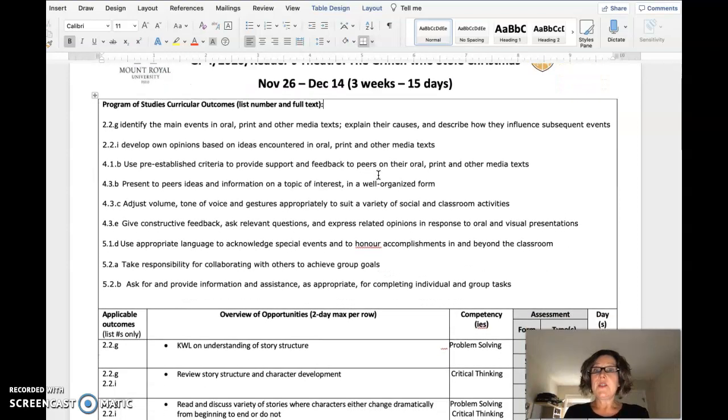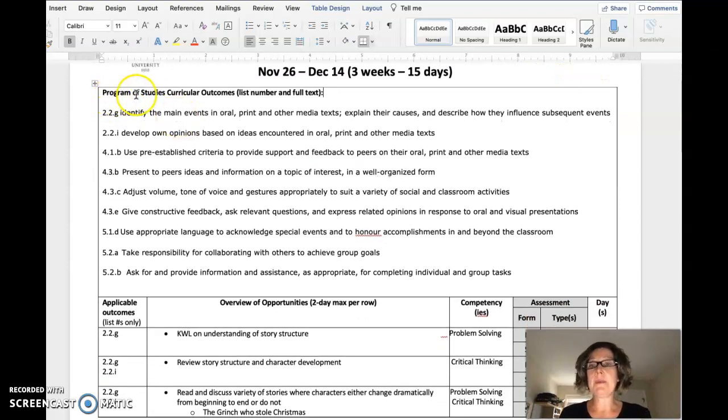Okay, so here are the Program of Studies curricular outcomes. List, number, and full text. So basically this is verbatim from where? Where did these curricular outcomes come from?